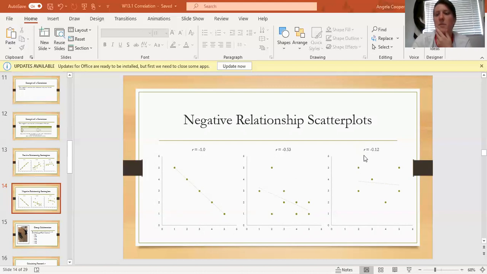And then over here, with Pearson's R equal to negative 0.12, that's considered a medium relationship because it's between 0.1 and 0.5. You'll see that it has a little bit more of a shotgun scatter there, where it's a little further apart than you see here for negative 0.53 and definitely for negative 1.0.